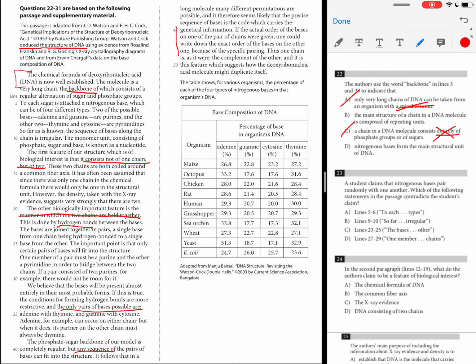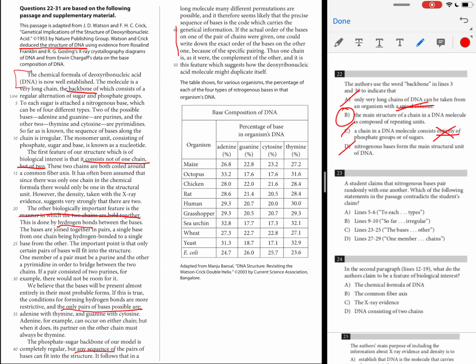D, nitrogenous bases form the main structural unit of DNA. This is simply false. So, the main structure of a chain in a DNA molecule is composed of repeating units. B, that is going to be my best answer, and it matches with their main claim about the structure of DNA. Okay, now I'm going to keep moving.